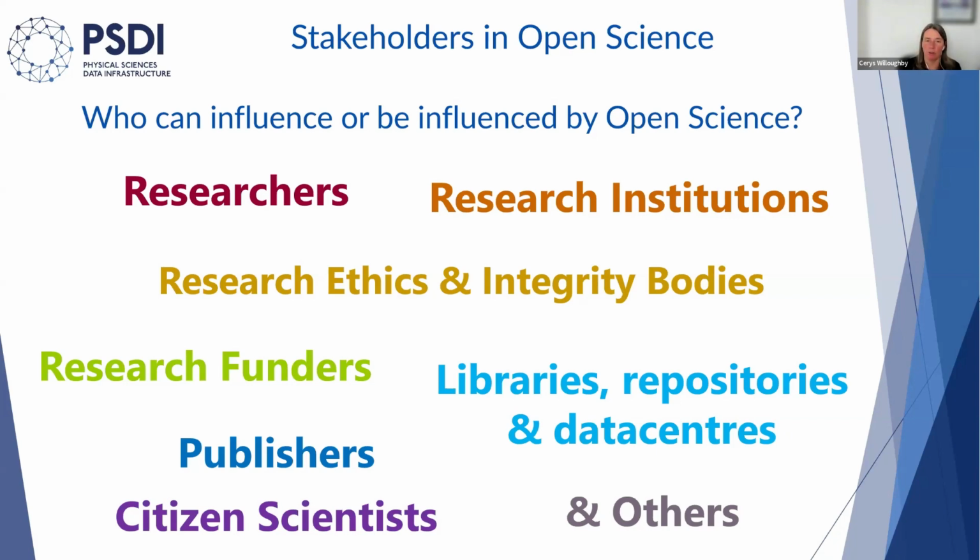So research institutions are very important in this process, because they need to set the policies, they need to provide the guidance, but also they need to make sure that their researchers get properly credited and rewarded and recognised for actually making their science open to other people. Research ethics and integrity bodies are important because they are setting, again, policies. They are encouraging the transparency of the research that's being done in order to ensure that it's being done properly.